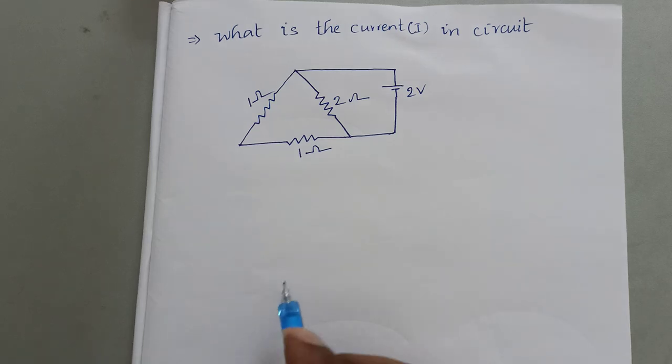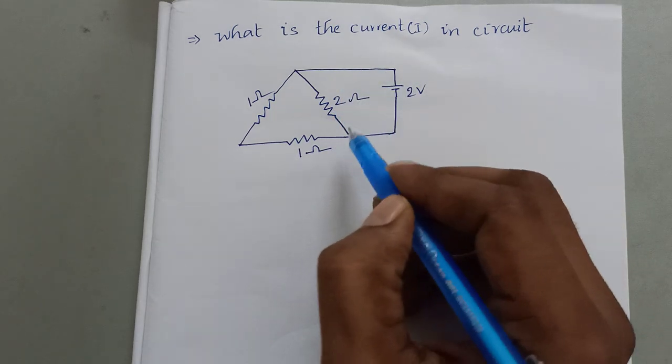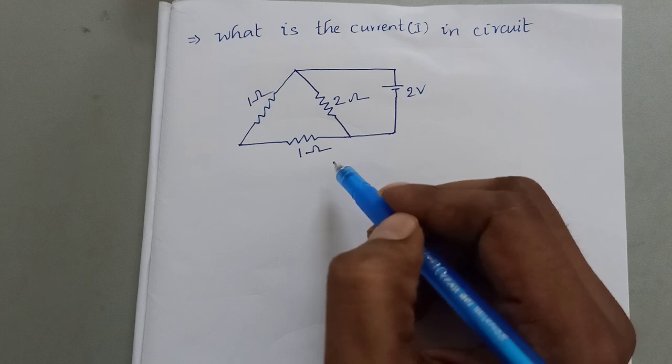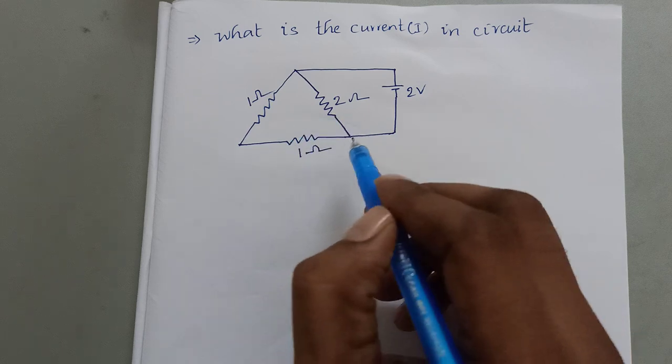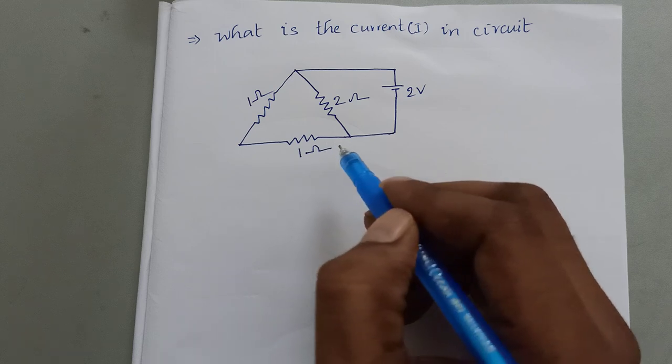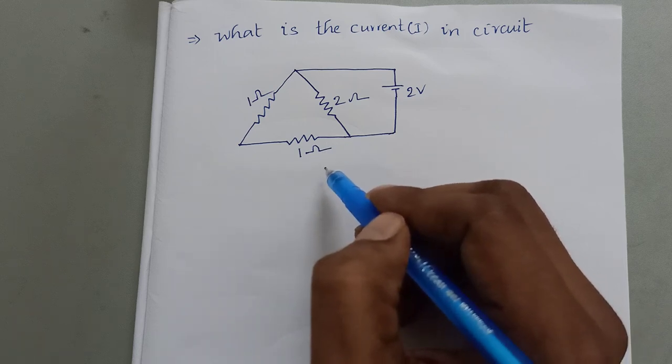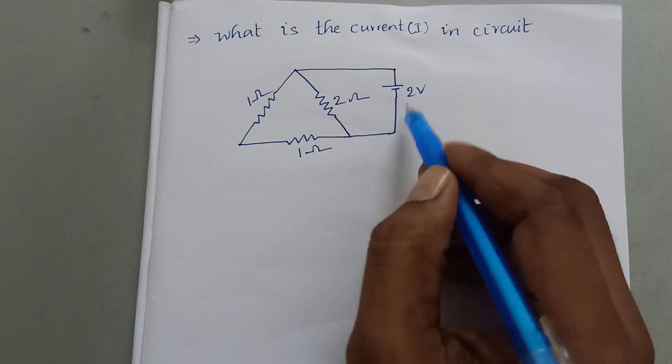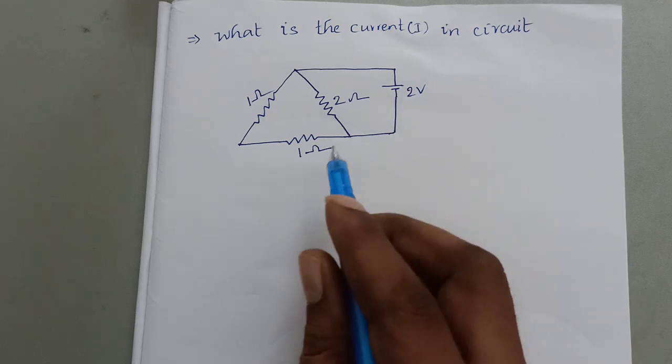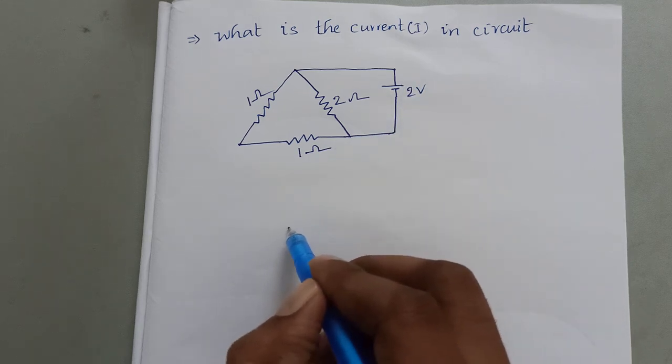What is the current I in a circuit like this? Let's find out first. If you want, you can redraw this circuit. Then if you start from this side, if you draw this cell, then what happens?